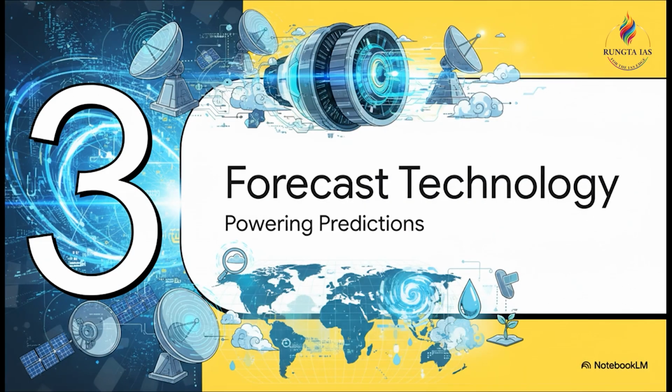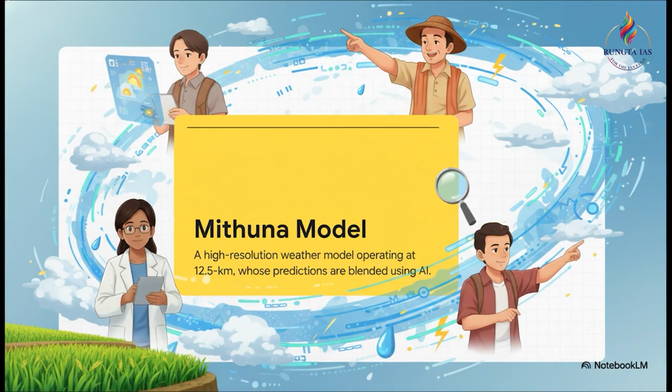Moving on to Section 3, Technology behind the forecast. Let's pivot to the science and technology aspect of your GS3 syllabus. How exactly is the IMD generating this incredibly granular data? Let's look at the engine powering these predictions. You definitely need to memorize this term for your prelims and mains, the Mithuna model. Mithuna is a high-resolution weather model operating at a 12.5-kilometer scale.